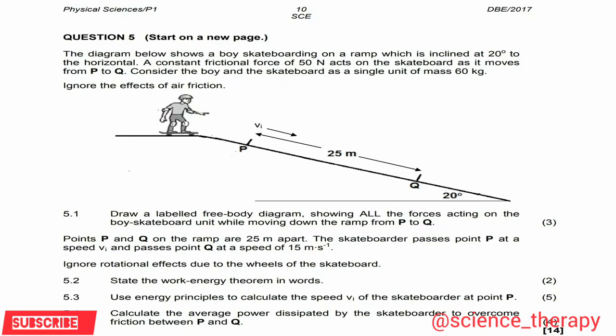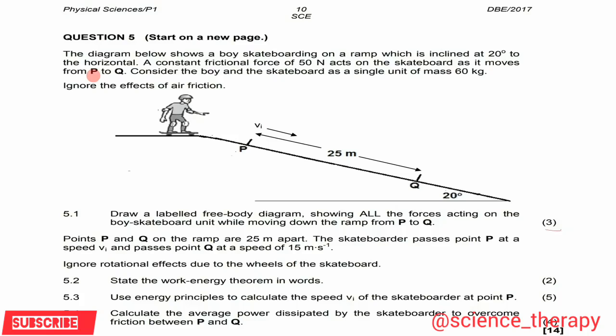5.1 says draw a labeled free body diagram showing all the forces acting on the boy skateboard unit while moving down the ramp from P to Q. So we can see that P to Q is that inclined surface there. So we must draw a labeled free body diagram, and then the first thing we want to check there is how many marks we are given. So this indicates the forces we will be having there. So 3 marks for 3 forces.